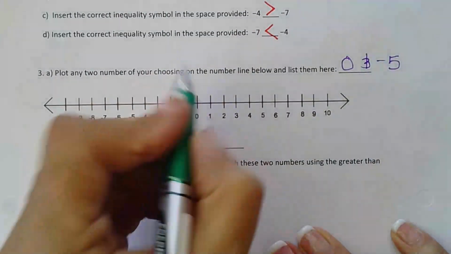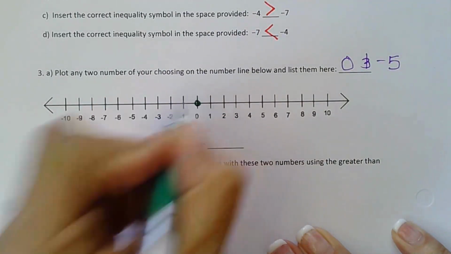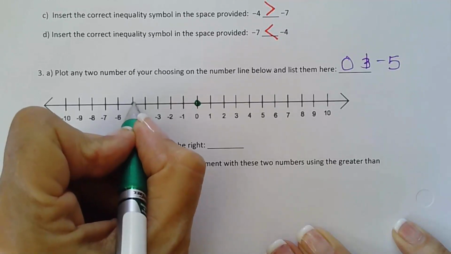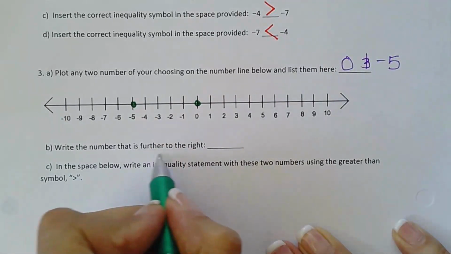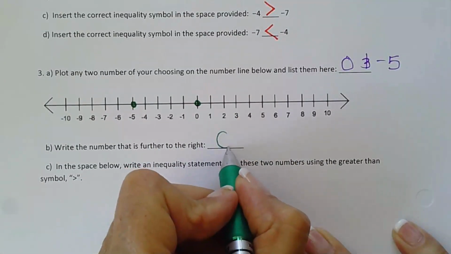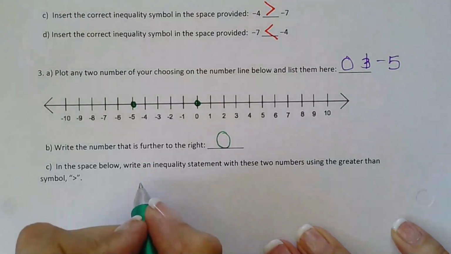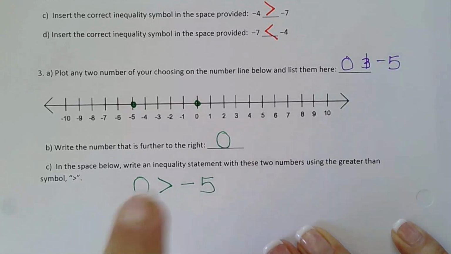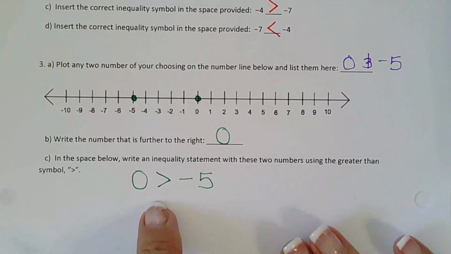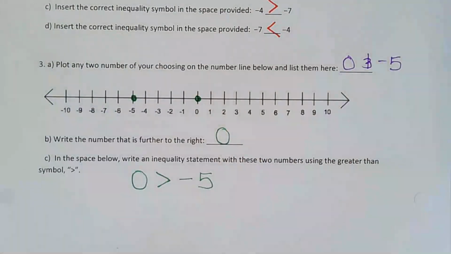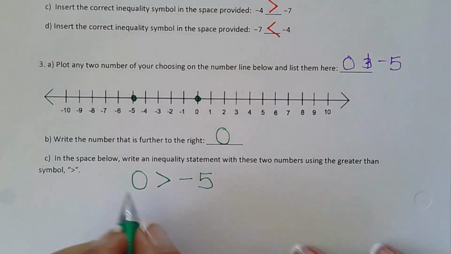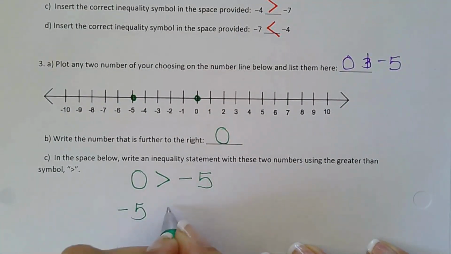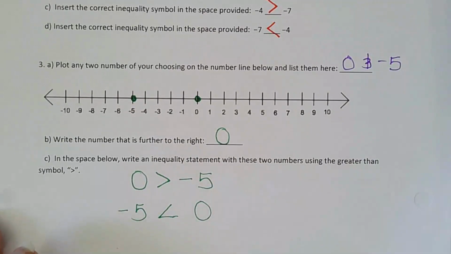Okay, so plot 0, plot -5. Which number's furthest to the right? 0. So that means 0 is larger than -5. So that's read 0 greater than -5. It eats the big one. Or you could flip it around and say -5, now it looks like an L, less than 0. And again, it's eating the big one.